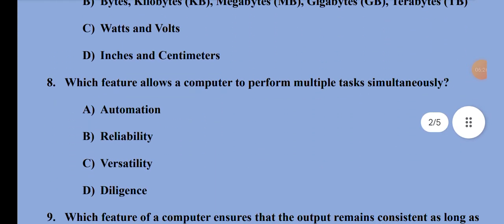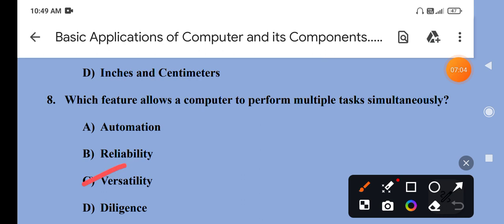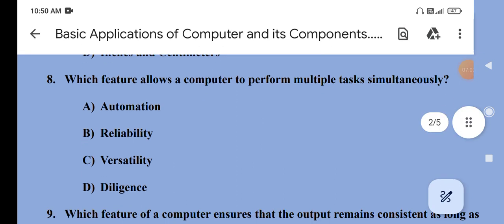Moving to our next. Which feature allows a computer to perform multiple tasks simultaneously? कौन सा फीचर है ऐसा कंप्यूटर के पास जिसकी वजह से हम बहुत सारे काम at a time कर सकते हैं? So we have four options. Option A, automation. Option B, reliability. Option C, versatility. Option D, diligence. The right option to this question is option C, that is versatility. Actually, it enables a computer to handle various tasks and operations at the same time. So right option to this question is option C. Moving to our next question.